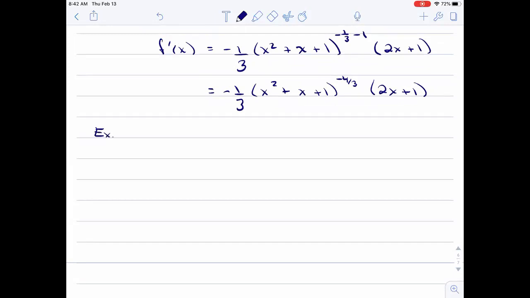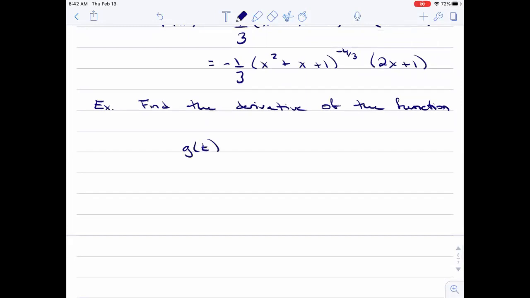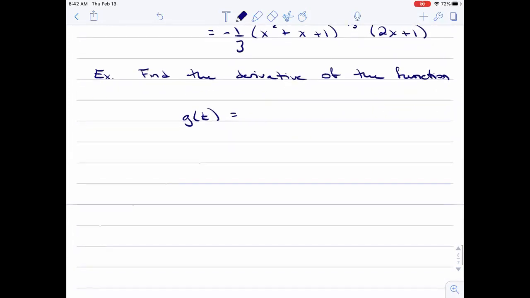How about we kick it up a notch? Find the derivative of the function g of t, which just means that the variable inside is t, so now we're going to be differentiating with respect to t, of t minus 2 over 2t plus 1 to the power of 9. Whoa.